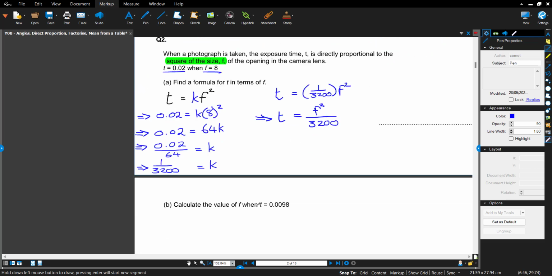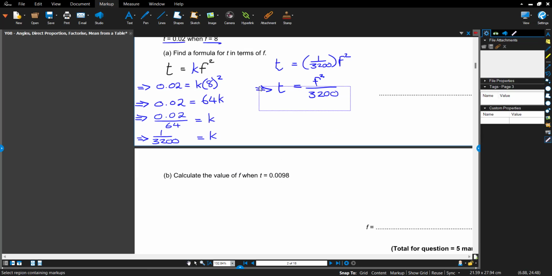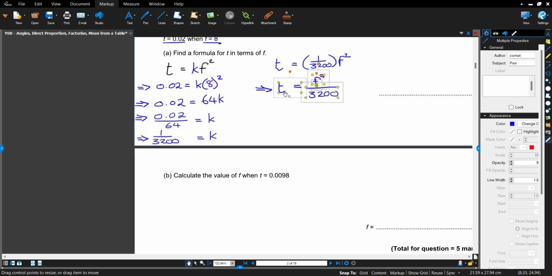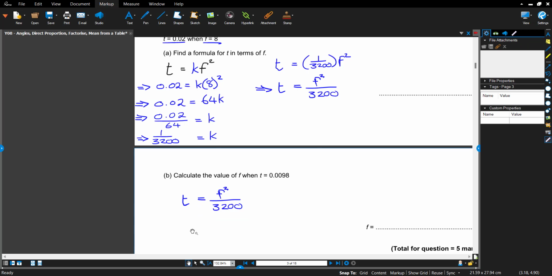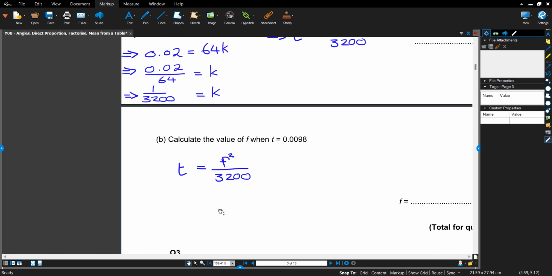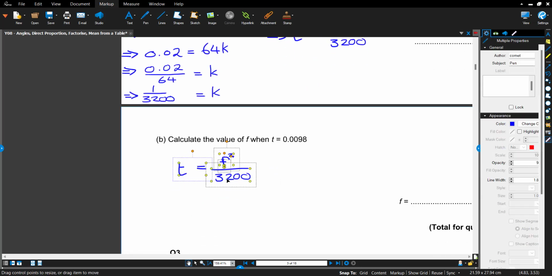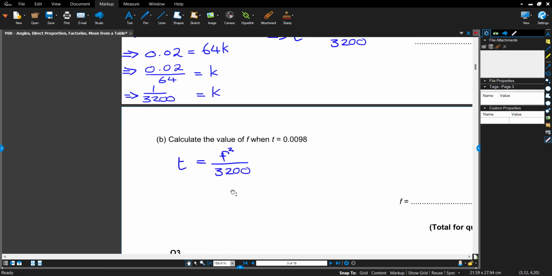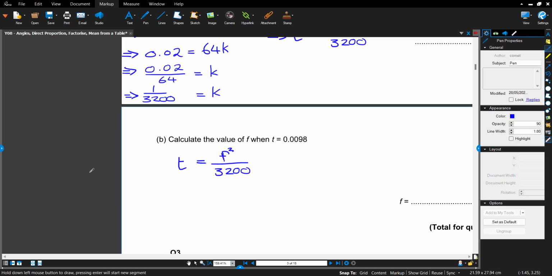Now calculate the value of f when t is 0.0098. Well, this is just substitution. Okay, so we know this. We just figured it out. So this is our formula. They're saying find out f when t is that. Well, there's a few ways you can do this. You can change the subject first, or you can just stick in the values. I would actually say just stick in the values is the simplest way to go.